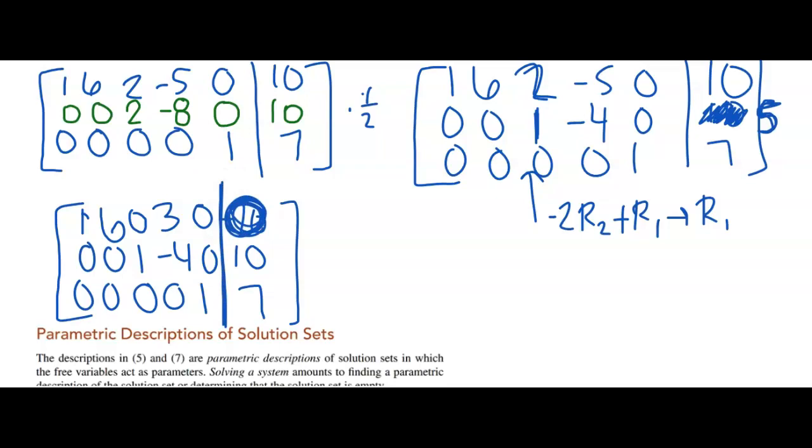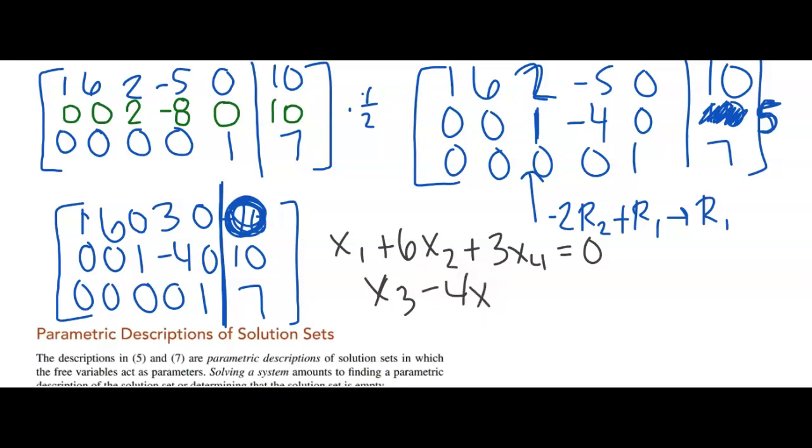Right here. Okay, so let's think about what this means in terms of going back to our system. What does that give me? That gives me that x1 plus 6x2 plus 3x4 must give me 0. It gives me that x3 minus 4x4 must give me 10. And x5 must give me 7. So I have that one solution for x5.